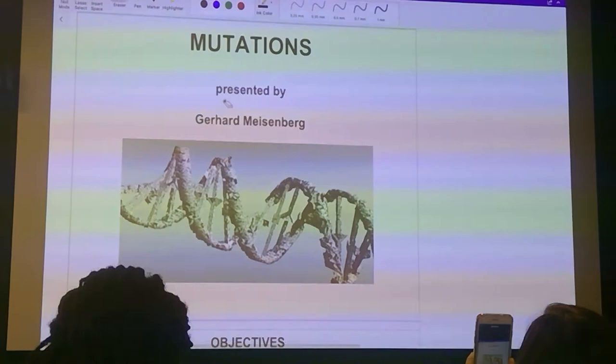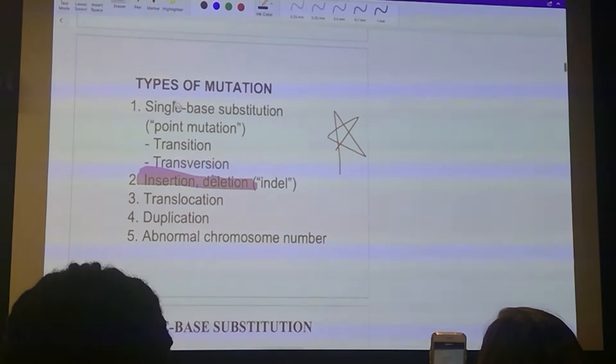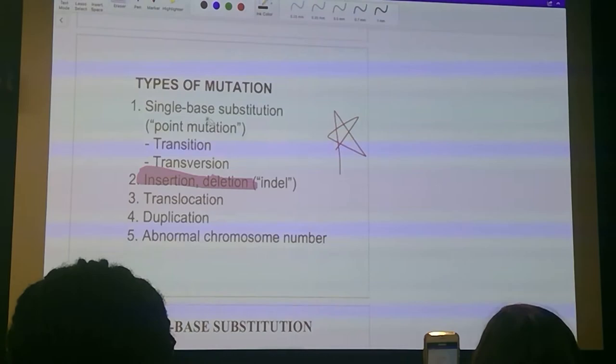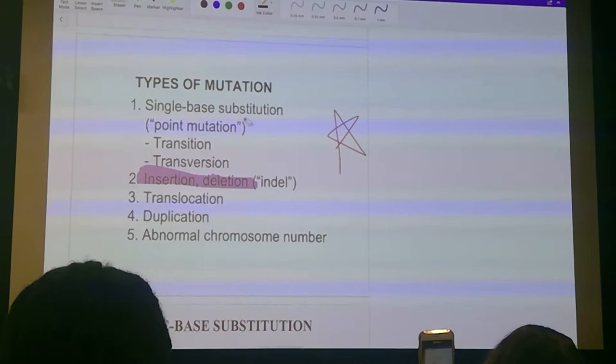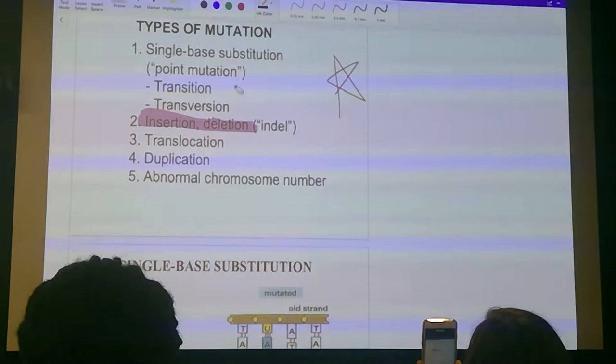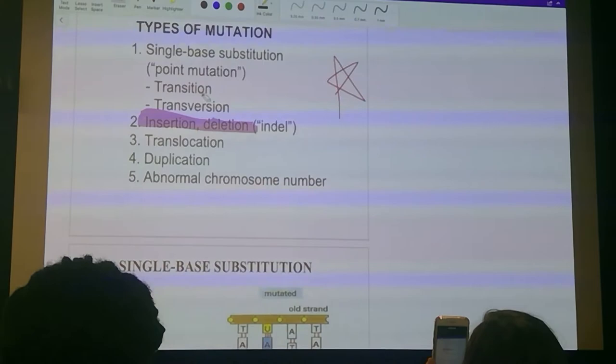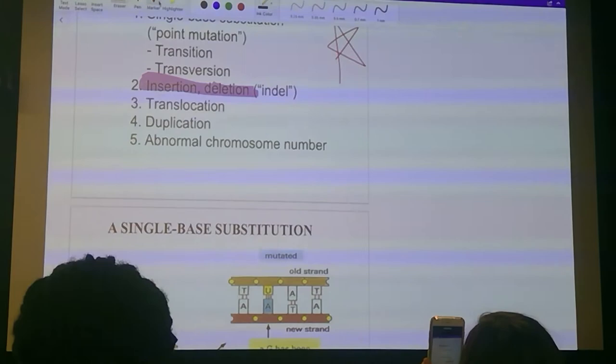You need to know how to identify mutations. If it's a single base, you're swapping out a base, and it could be missense, nonsense, or silent. Missense, you're changing the amino acid. Nonsense, you're changing it to a stop codon. And silent, nothing happens. Then insertions, deletions, frameshift.